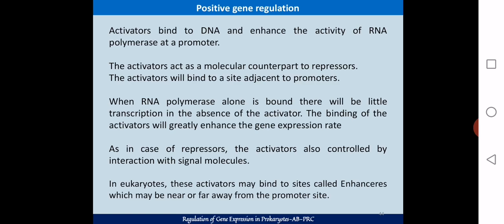Now about positive gene regulation. Usually the binding of regulatory proteins to the DNA will enhance the rate of transcription. These are what we categorize as activators or enhancers. These molecules will greatly enhance the rate of transcription. Usually in bacterial systems we cannot see much elaborate activators or enhancers, but rather in eukaryotes you can see various examples of activators and enhancers.